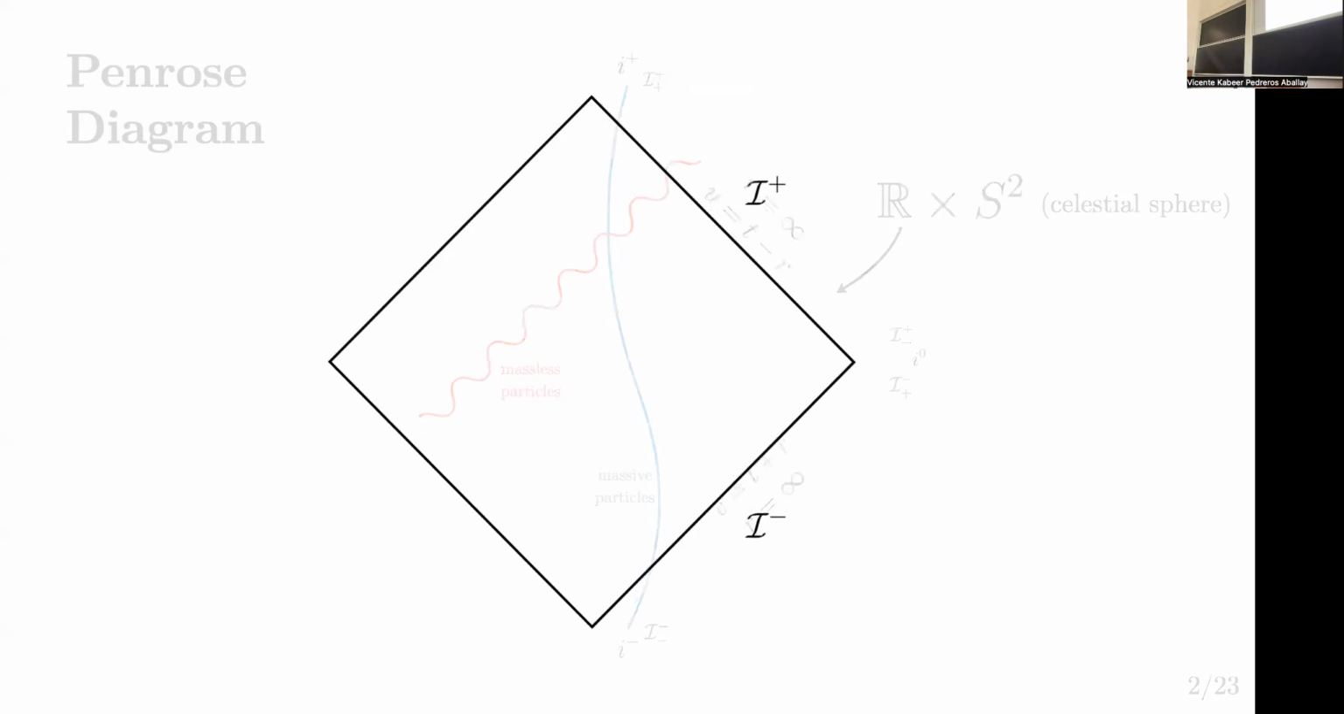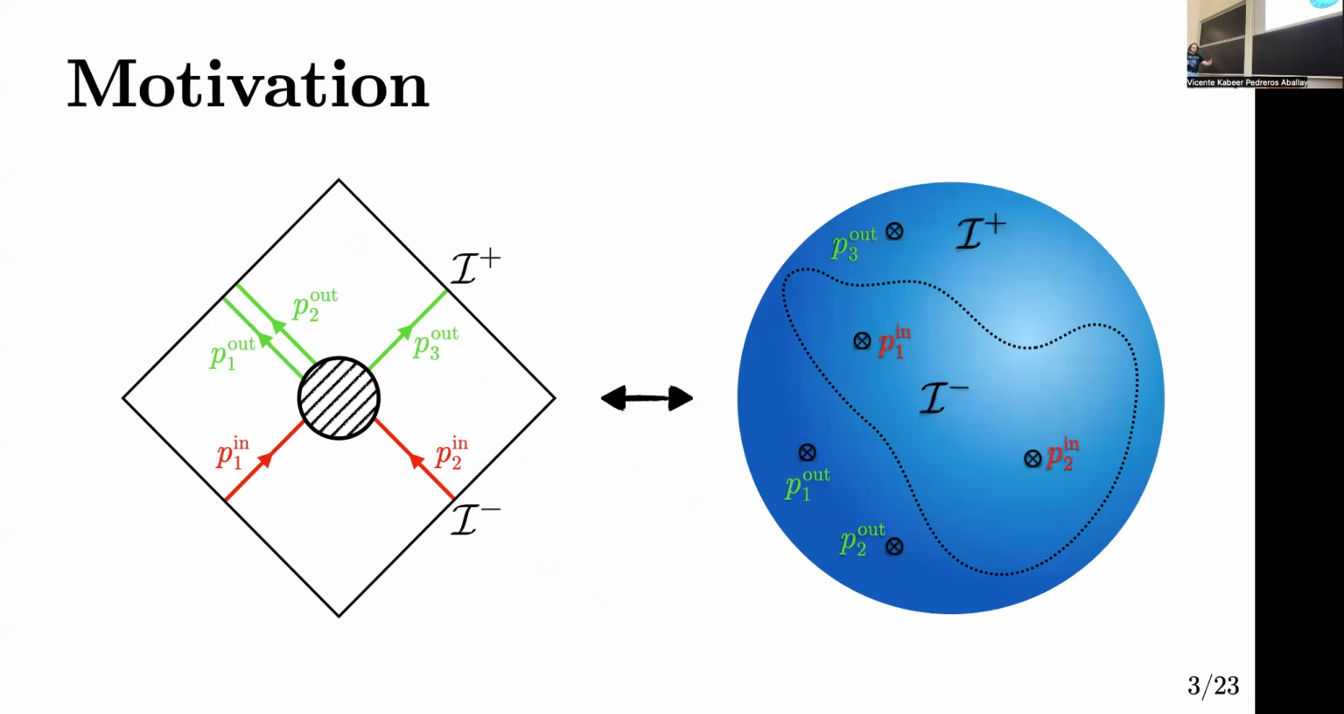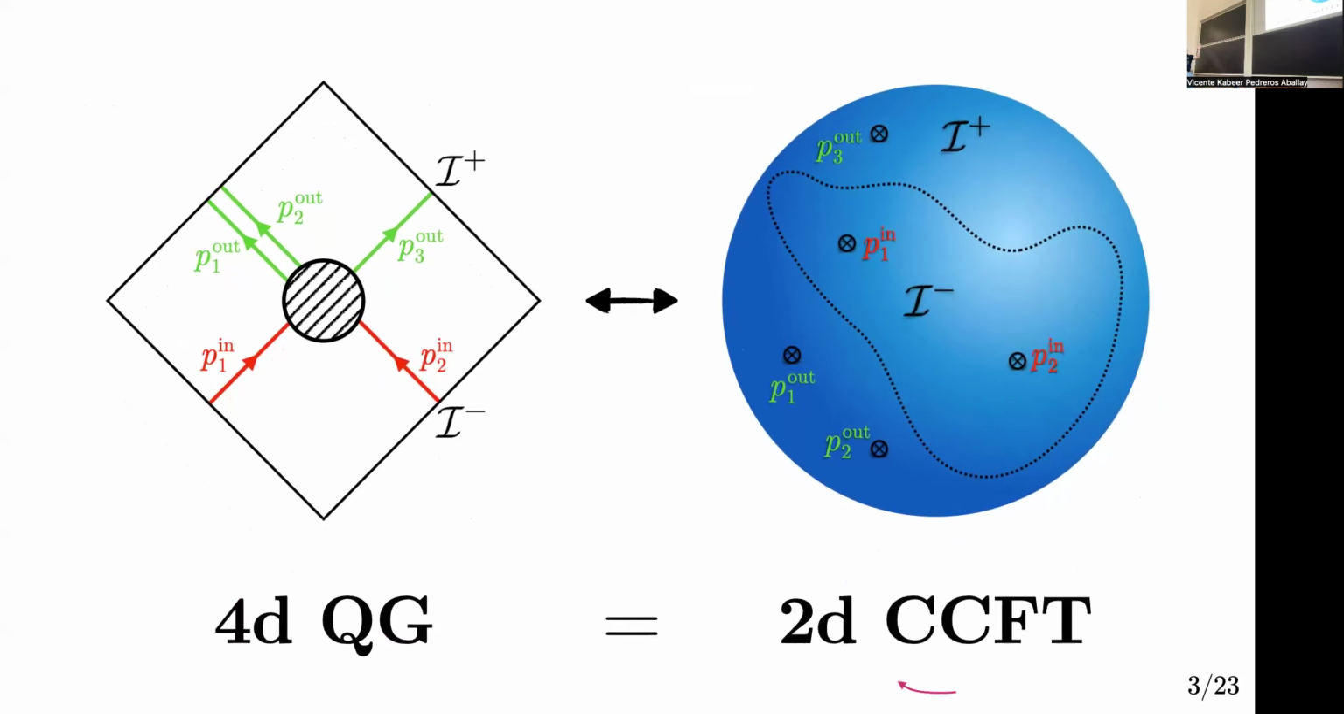Okay, so now I can roughly tell you what celestial holography actually means. It refers to a duality between gravitational scattering and the conformal field theory living on this celestial sphere. So more concretely, we say that a four-dimensional quantum gravity is equal to a two-dimensional celestial conformal field theory, or just CCFT for short.